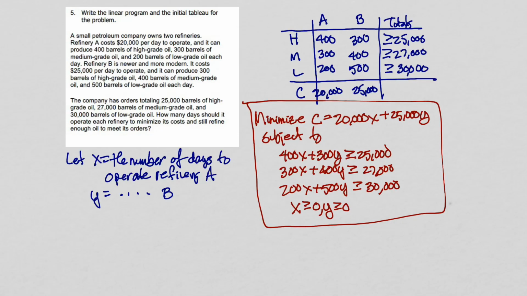And now the second part of this problem says to write the initial tableau. So the initial tableau is going to go like this. We're going to have x and y. Now, if we look carefully, let's look back here. What do we have? We have 1, 2, 3 lines. So we're going to have 3 slack variables. One for the first line, one for the second line, one for the third line.